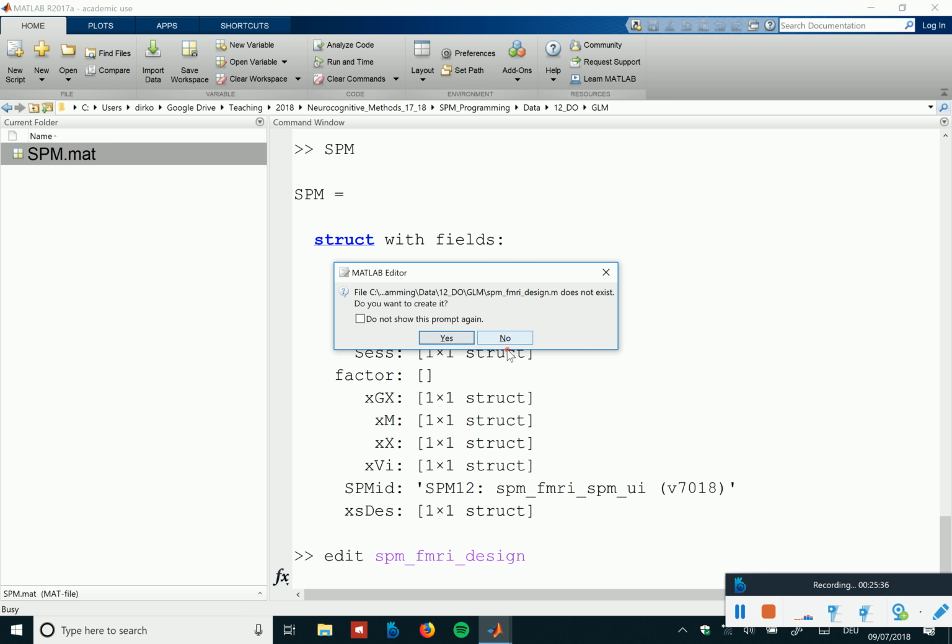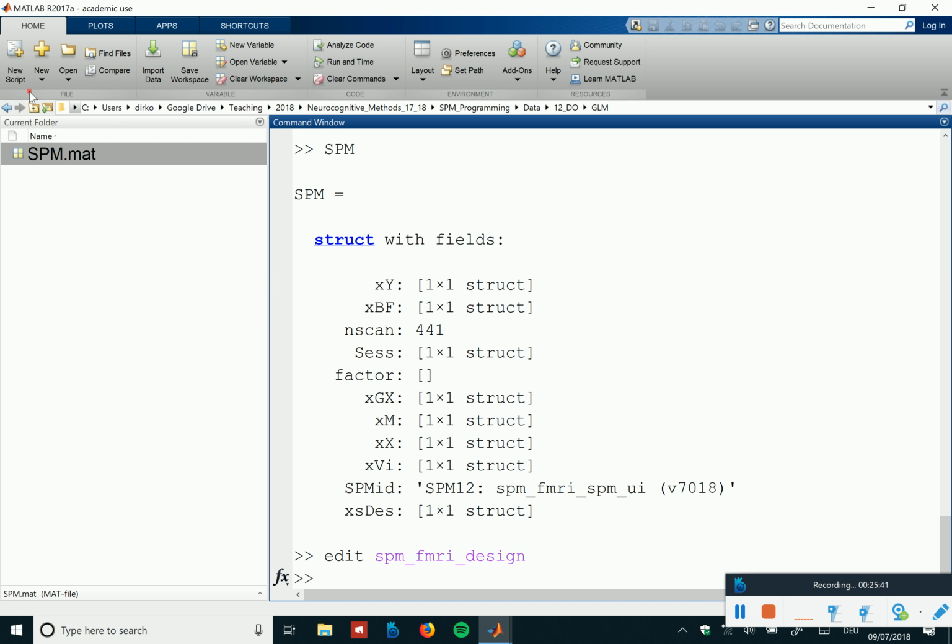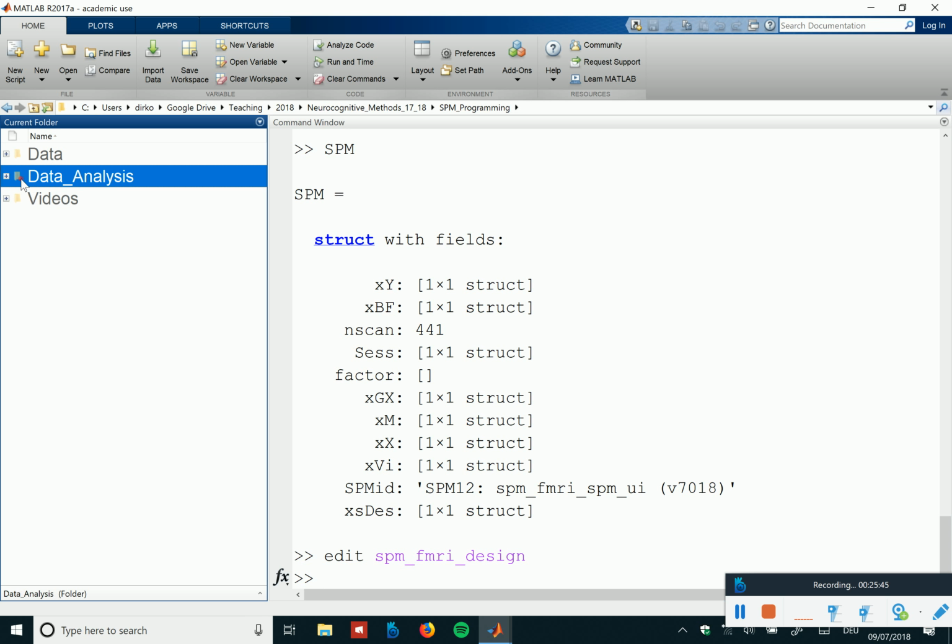No, wait, how is it called? What's the, second, my great thing that always removes SPM.